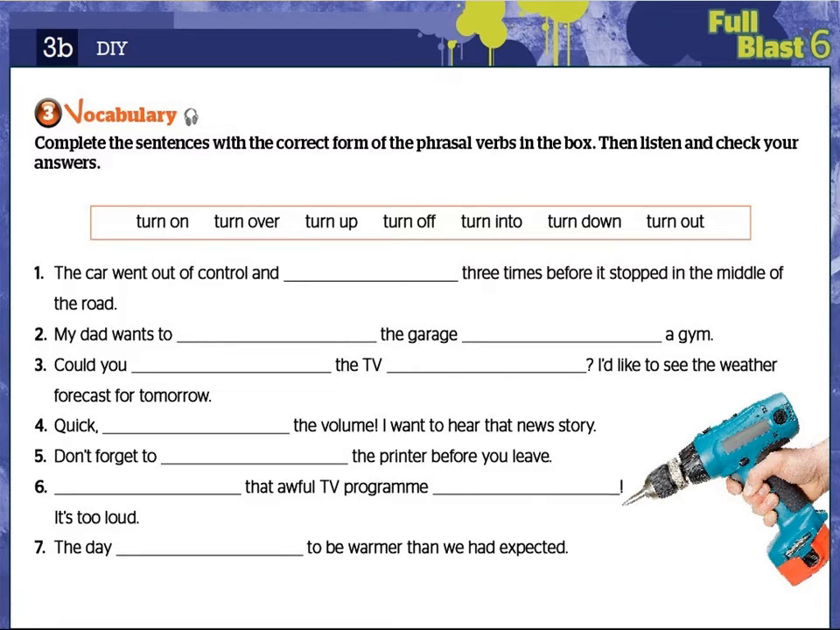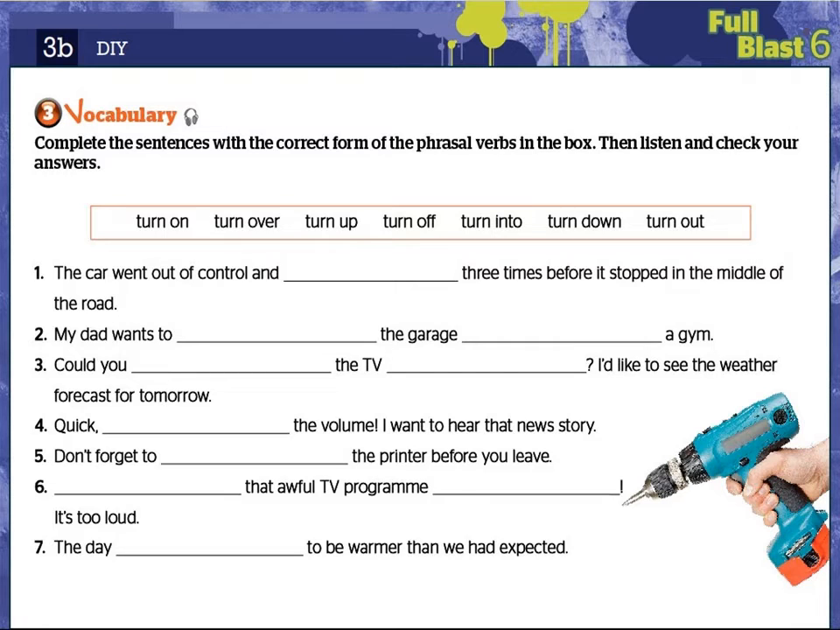Now let's practice these phrasal verbs. Complete the sentences with the correct form of the phrasal verbs in the box, then listen and check your answers. Turn on, turn over, turn up, turn off, turn into, turn down, and turn out.